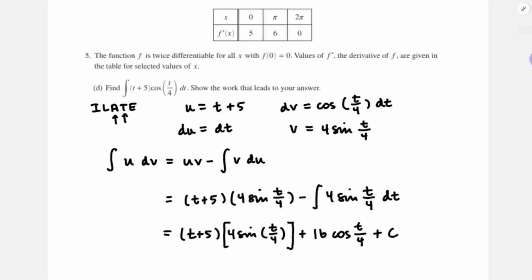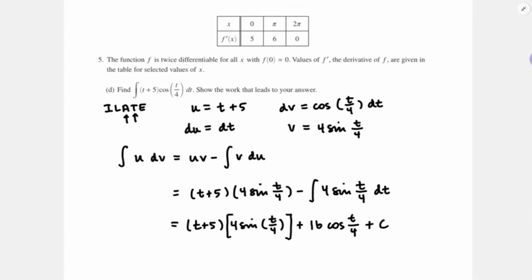Didn't have anything to do with the table, but it is a problem we were still able to do if we kept our cool and we know how to do integration by parts, if we know our UDV formula.